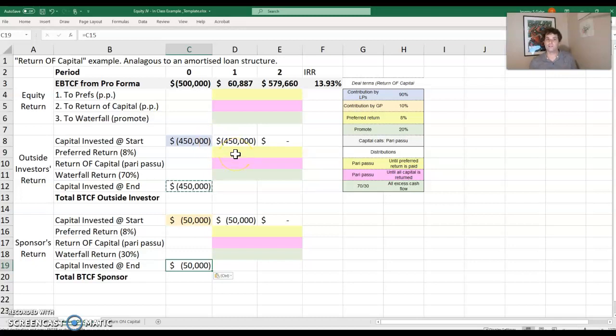So that was period 0, fairly simple, straightforward. Period 1, we have some income. Hooray! Now, how do we distribute that $61,000 between our 2 equity investors? The first thing we need to do is pay the prefs. So these outside investors are going to earn 8%, or the pref, on the capital that they have currently invested in the deal. Much like you pay interest rate on the outstanding principal in a loan.